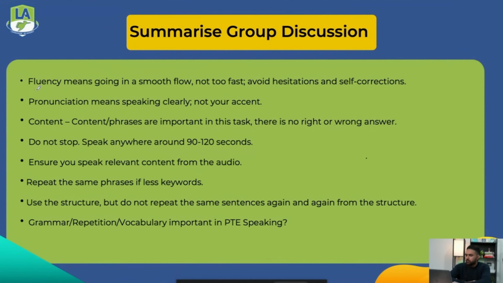All right, as I've told you, fluency is about going in a smooth flow, not too fast, avoiding hesitations and self corrections.